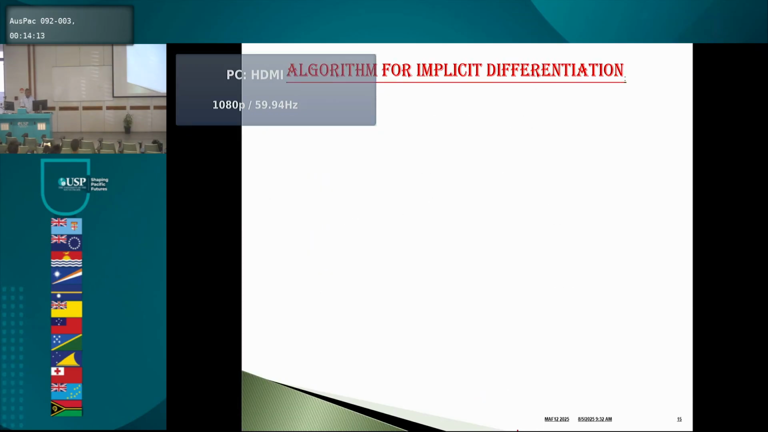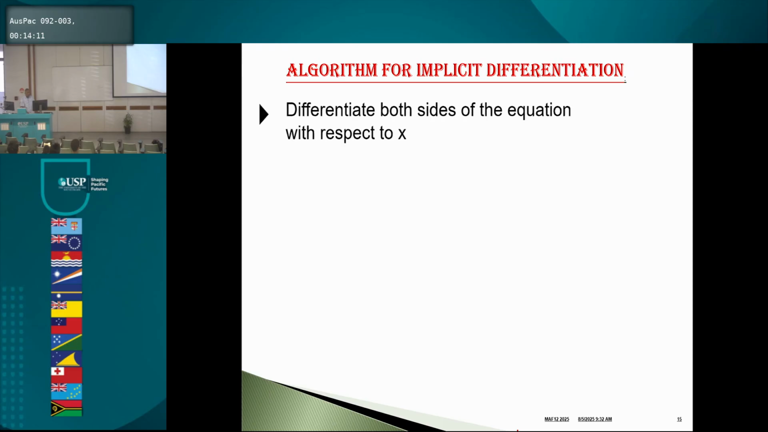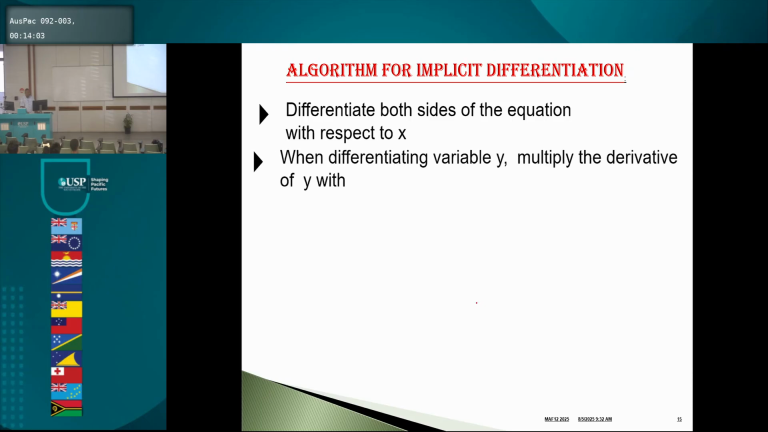Okay, let's have a look. We differentiate both sides of the equation with respect to x. Whenever we differentiate a variable with respect to y, multiply the derivative of y with dy over dx. And then we rearrange to make dy over dx a subject.